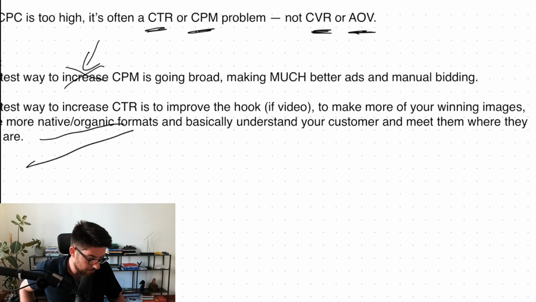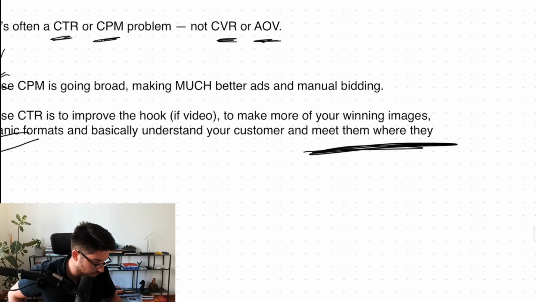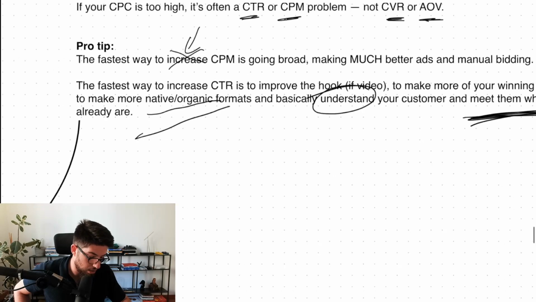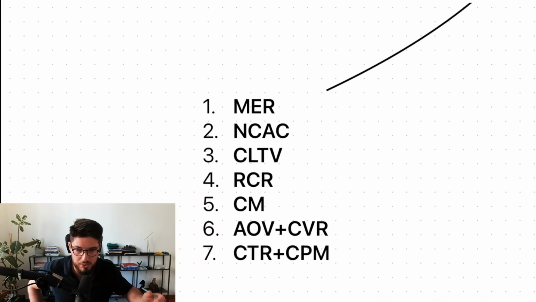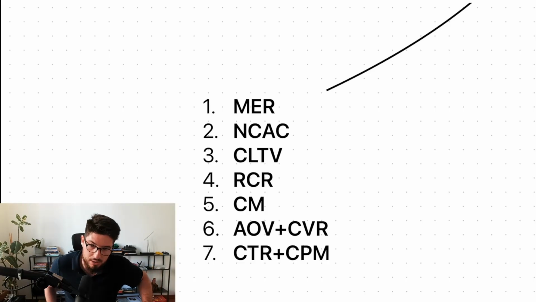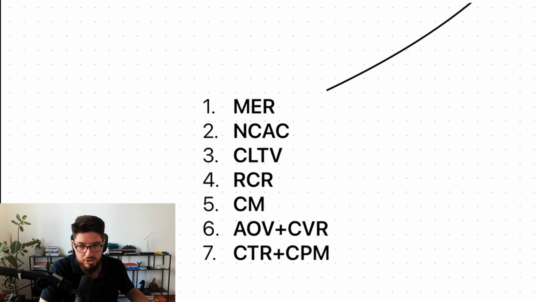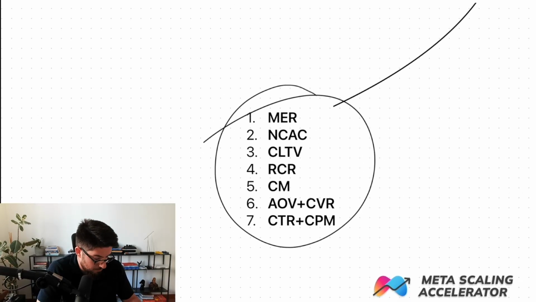And then the most important one for the CTR, it's this. Meet them where they are. Understand your customer, do your research, make relevant messaging, and then meet them where they already are. That's it. So MER, new customer acquisition cost, customer lifetime value, returning customer rate, contribution margin, and then website conversion and traffic metrics. So make sure you track them. If you were tracking some of them already, you can include the other ones. And that is it from my side.